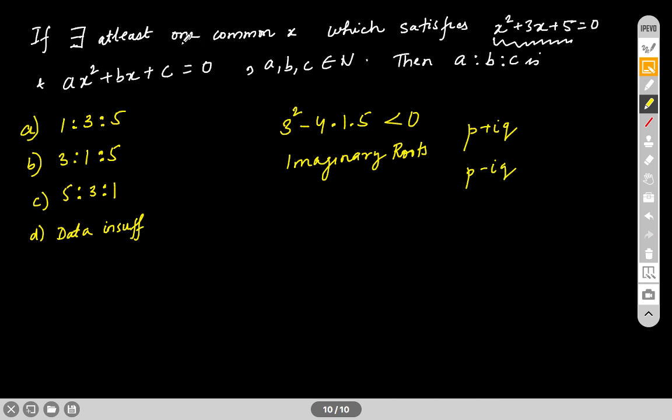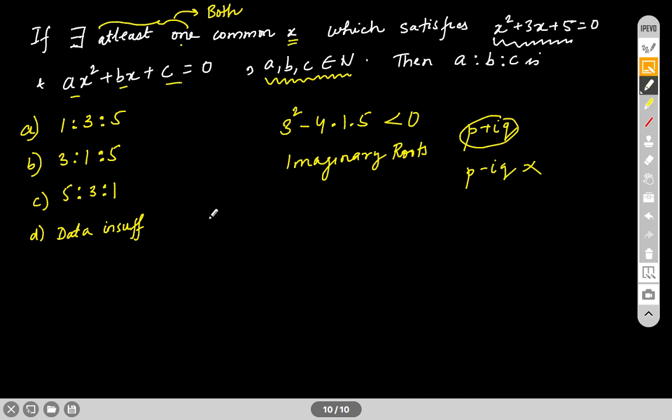So if one common x is satisfying this, and these are real because A, B, C are natural numbers, that means both the roots should be the same, right? So at least one basically gets converted to both the roots. Why again? Can you repeat that, sir? If one root is equal, the other will also be equal because it cannot happen that only this is equal and the other one is not. They will go together, if the coefficients are real.